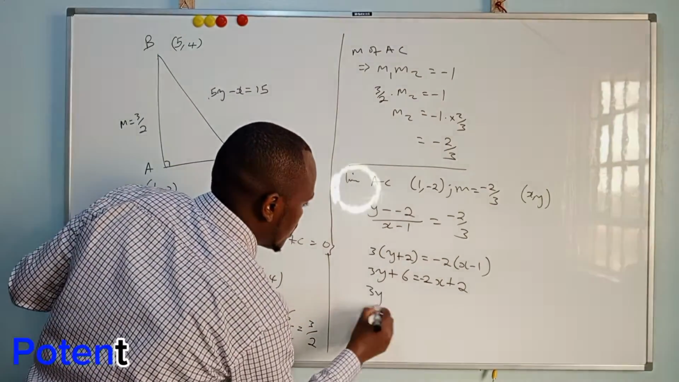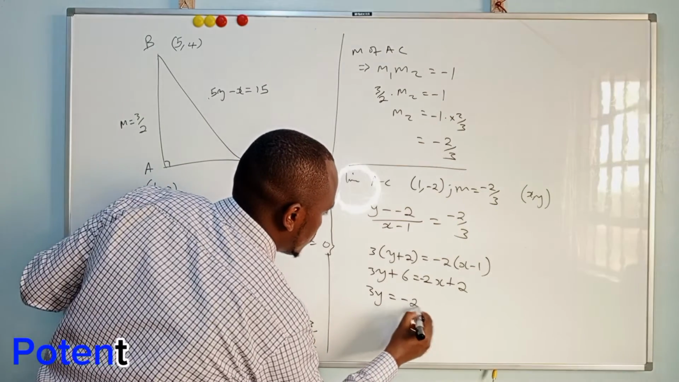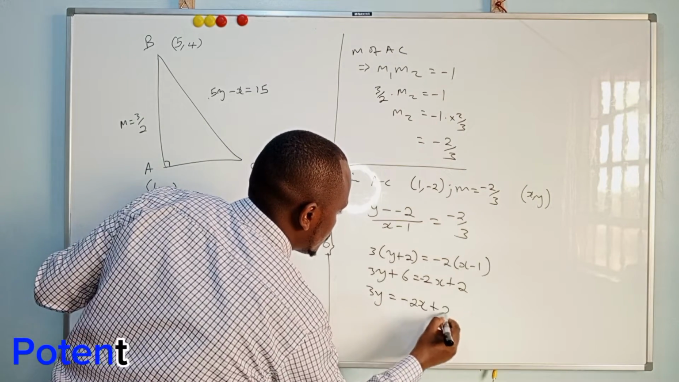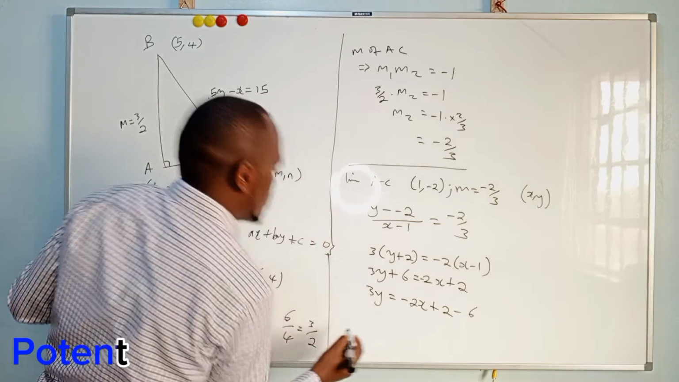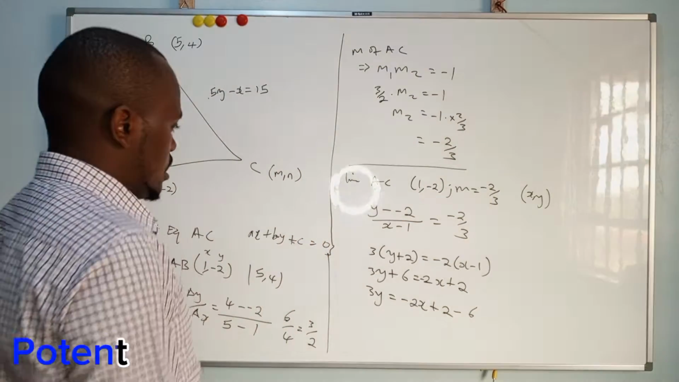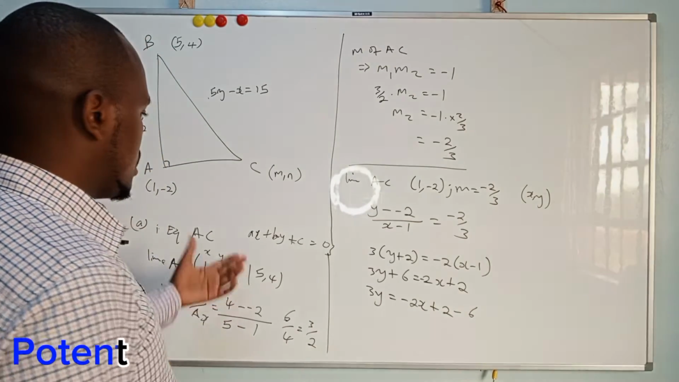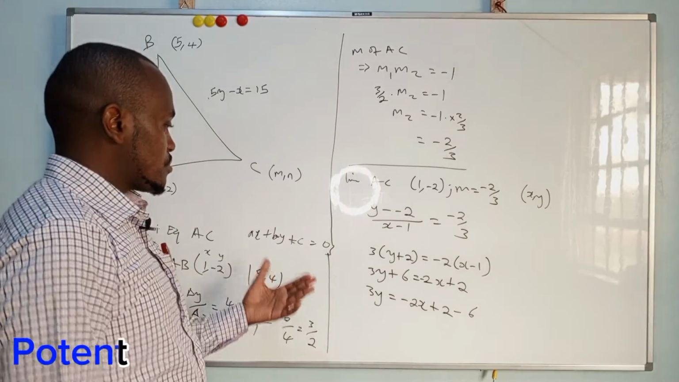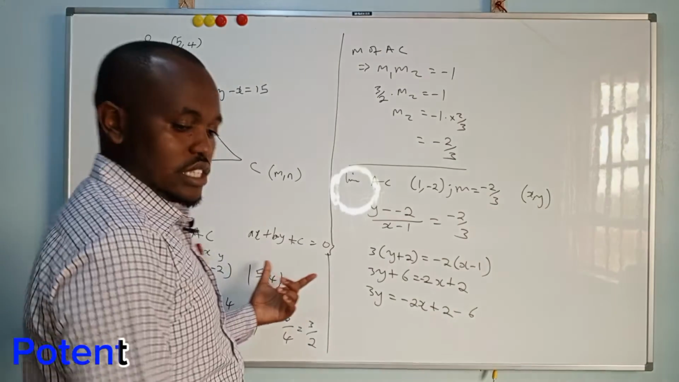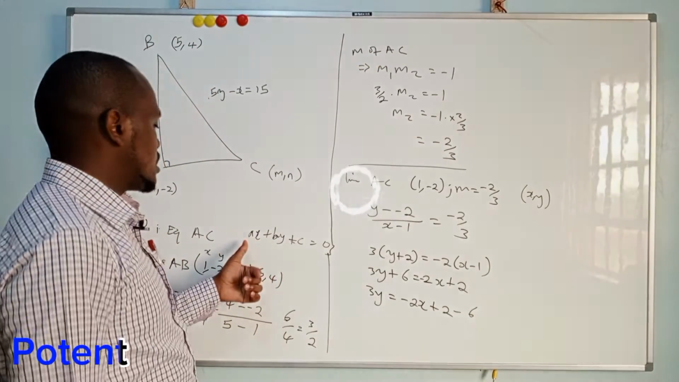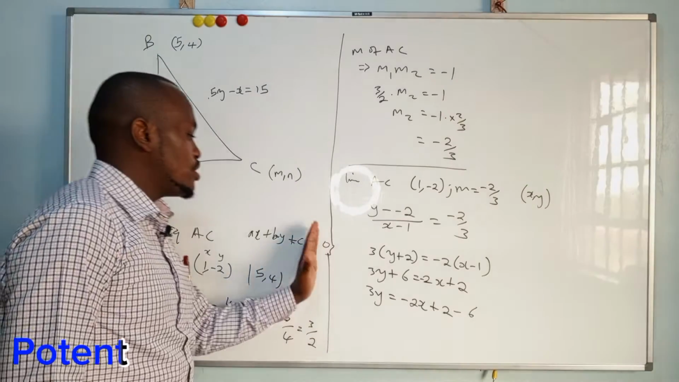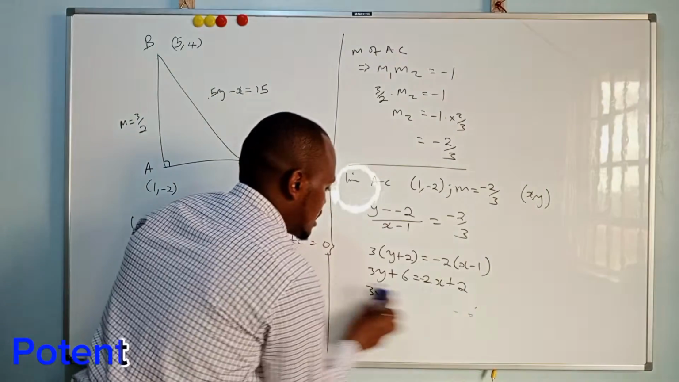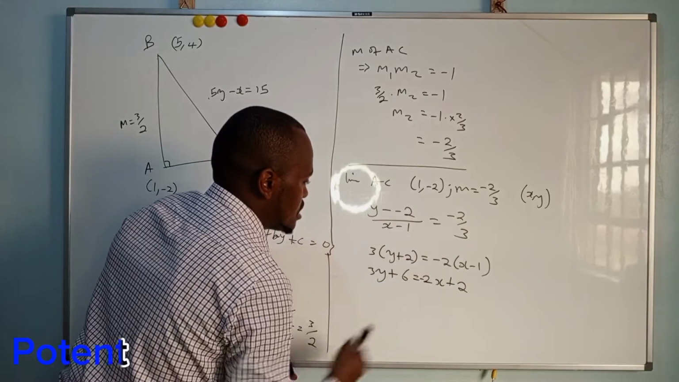3y equals negative 2x plus 2 minus 6. So at this point, you are asked to give the equation in the form ax plus by plus c equals 0. So let us just do it the way it is needed.